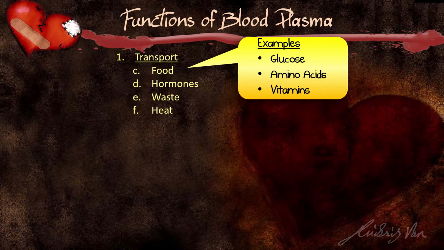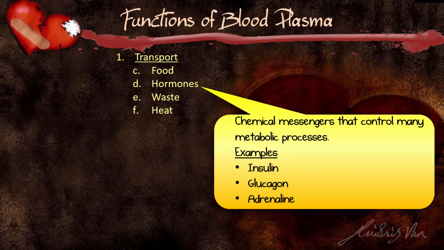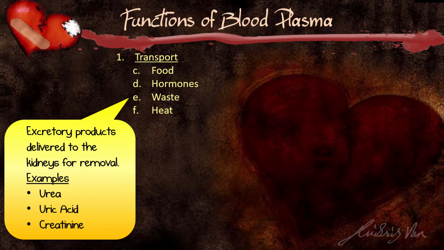So our blood plasma is used to transport food, which consists of glucose, amino acid, as well as vitamin. There are also hormones in our blood plasma, such as insulin, glucagon, and adrenaline. All of these we will learn in a later chapter. There is also waste such as your urea, uric acid, as well as creatinine. It is good for you to learn all these three, which you might get asked for your O-level.